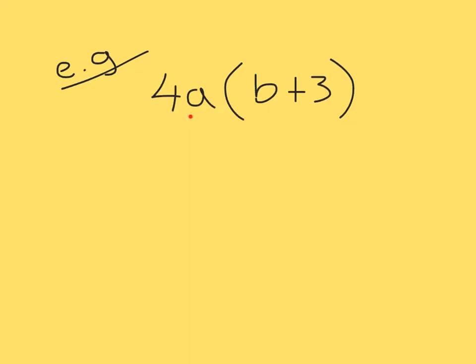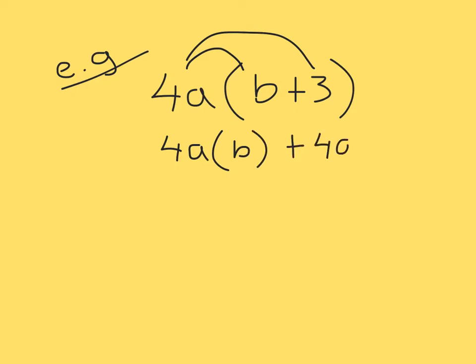Okay, so here's another example. And this time, our variables are actually different. So, again, let's just break it down using our little loops. So we know we're going to multiply 4a by b, and we're going to multiply 4a by 3.